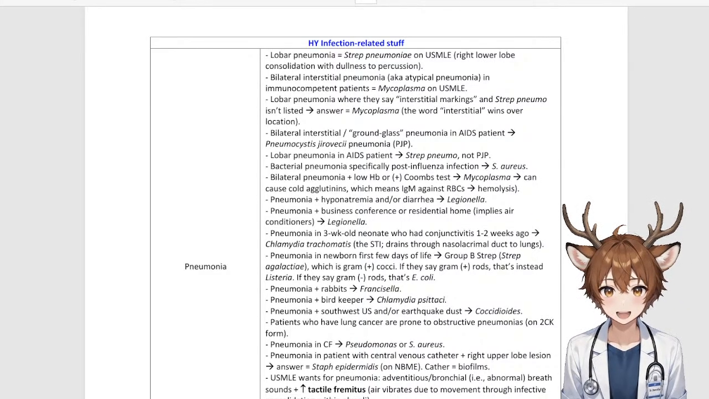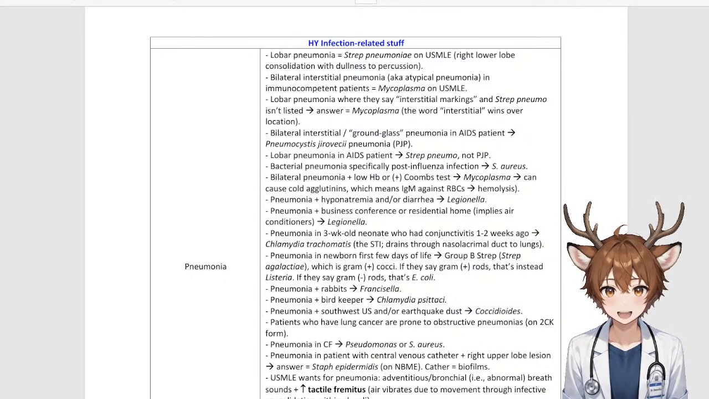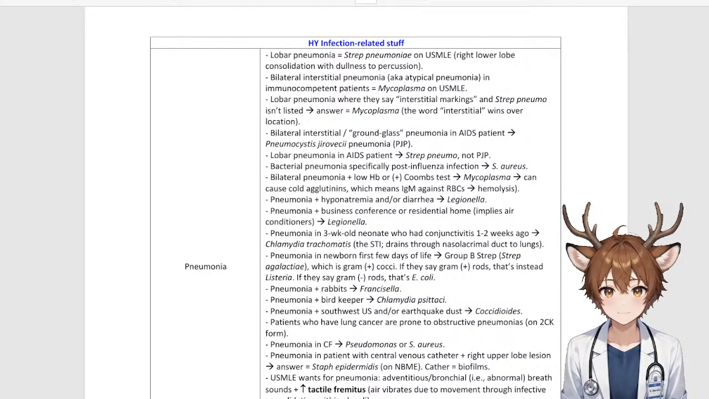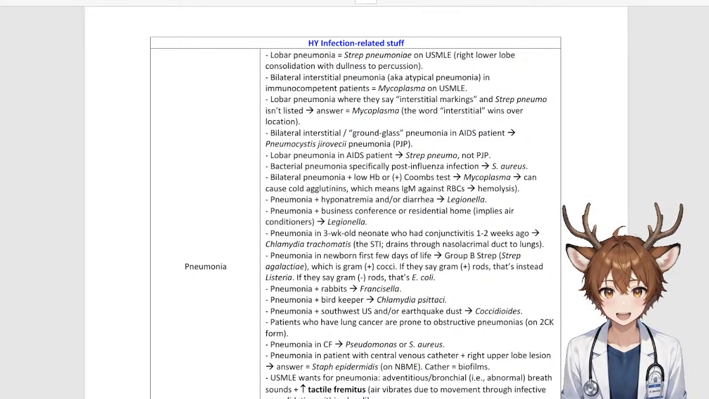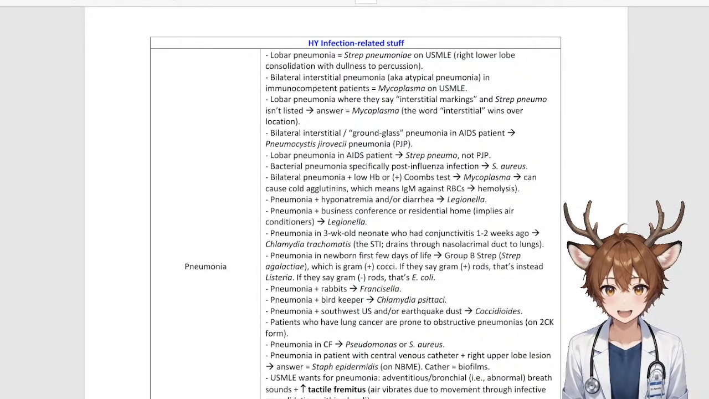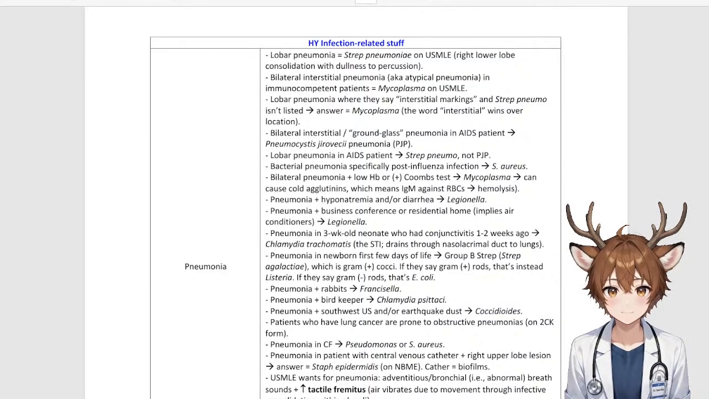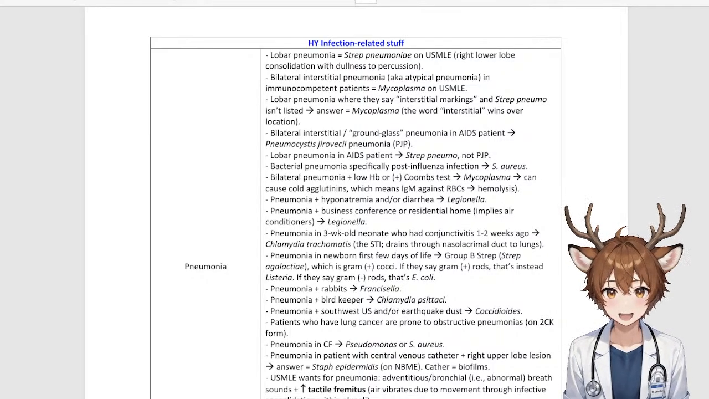Pneumonia in 3-week-old neonate who had conjunctivitis 1 to 2 weeks ago would be Chlamydia trachomatis. The STI drains through the nasolacrimal duct to the lungs. Pneumonia in newborn first few days of life would be group B strep, agalactiae, which is gram-positive cocci. If they say gram-positive rods, that's instead Listeria. If they say gram-negative rods, that's E. coli. So again, gram-positive rods, Listeria, gram-negative rods, E. coli. Pneumonia plus rabbits is Francisella.